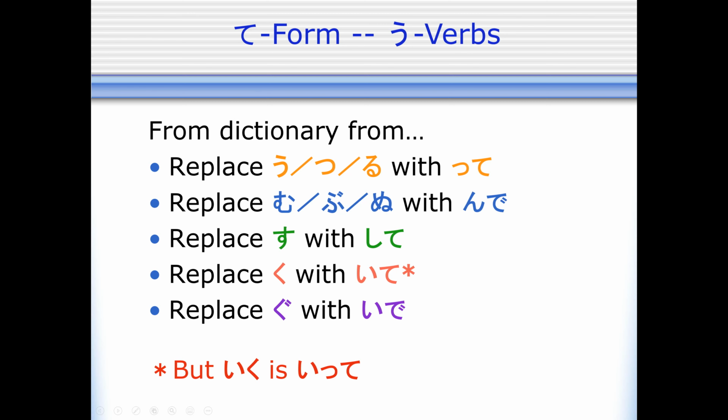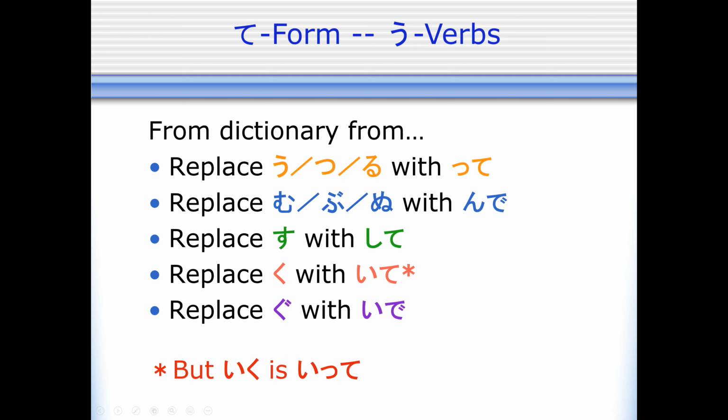We're going to do the same kind of thing with verbs that end in su. What we're going to do is get rid of the su, and instead of these other ones that we talked about, we're going to change it to shite. So for example, hanashimasu, the dictionary form is hanasu. So we are going to replace the su with shite, and we get hanashite.